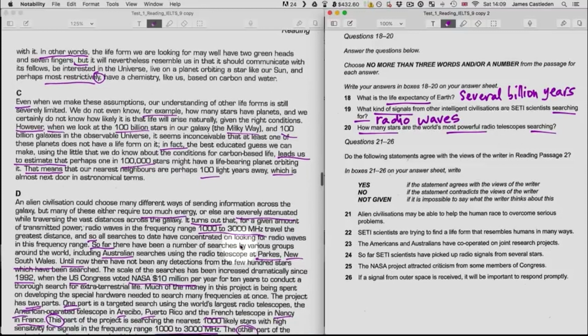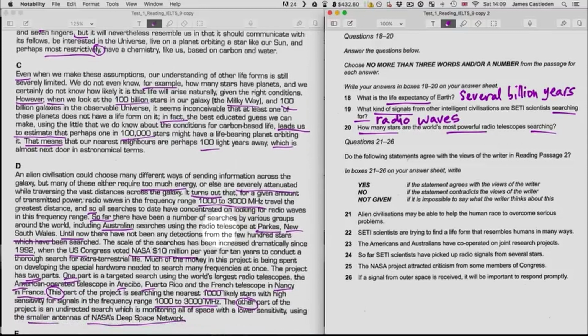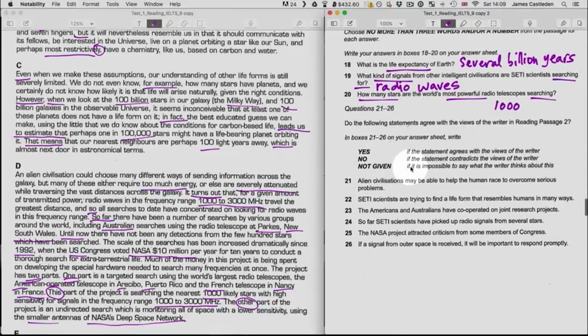So, searching the nearest. One part is a targeted search using the world's largest radio telescopes. These two here, searching the nearest 1,000 likely stars. How many stars? 1,000. Okay, now, yes, no, not given.